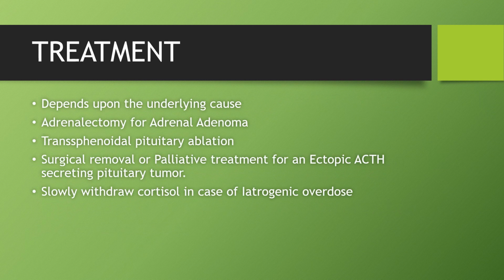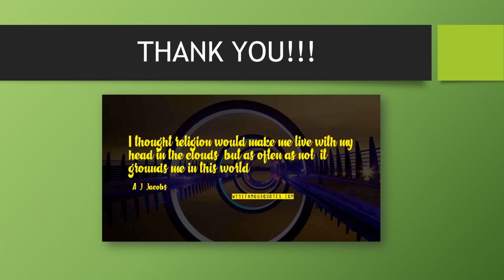Treatment depends on the underlying cause. If it's an adrenal adenoma, then we will simply remove the adrenal gland, right? And an adenoma affects only one of the adrenal glands, not both. Transsphenoidal pituitary ablation with radiation therapy for a pituitary adenoma, and surgical removal or palliative treatment for an ectopic ACTH secreting tumor. And if the reason for Cushing syndrome is excessive exogenous iatrogenic cortisol administration, then we will slowly withdraw cortisol. Thank you so much for your time.